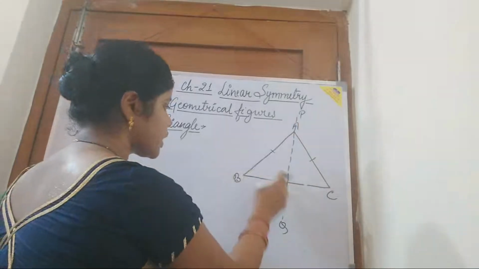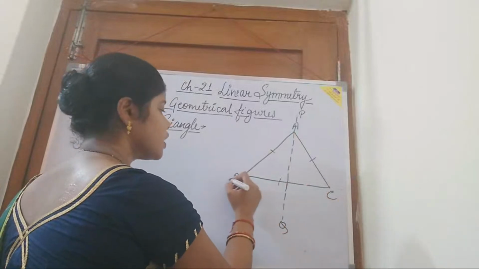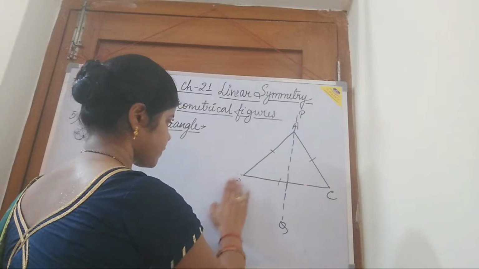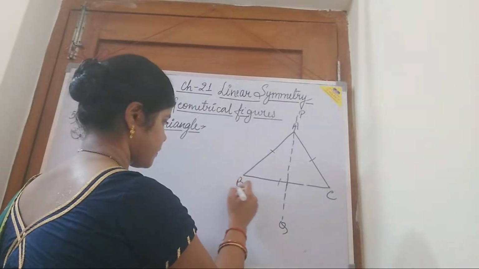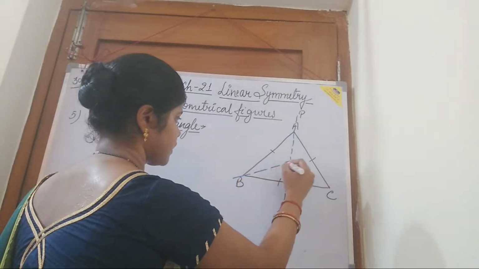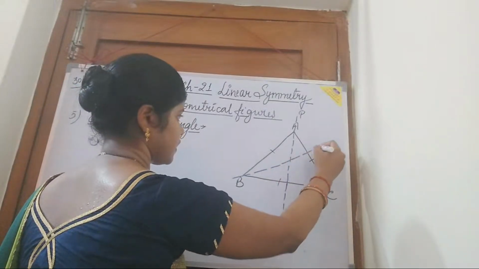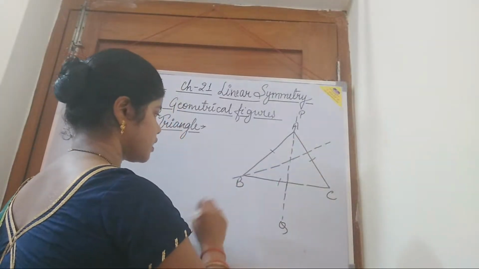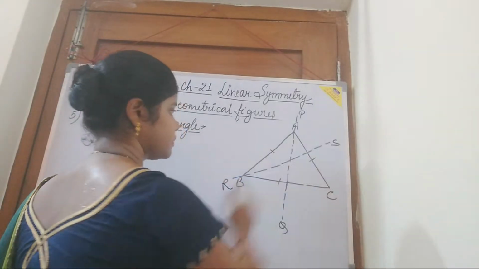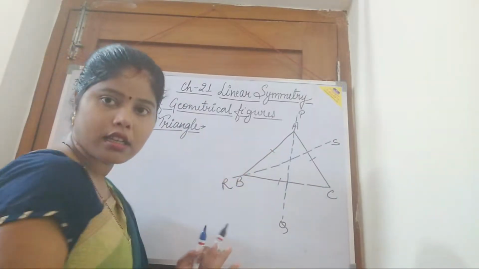Now the other two equal sides, AB is equal to BC also. So for this, we are going to draw another line of symmetry, and name it RS. Okay, so now we have these two lines of symmetry.